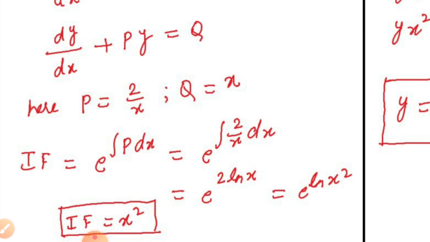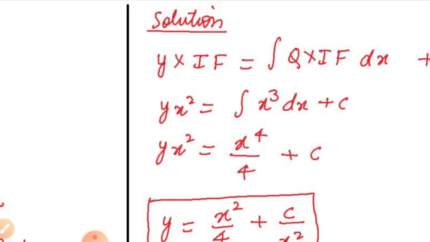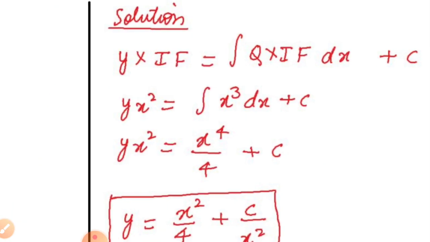Now we have to multiply this integrating factor by y equals integration of q into integrating factor dx. So the next step will be the solution, that can be obtained: y into integrating factor equals integration of q into integrating factor dx plus c. So on putting the value of q, that is x, and integrating factor x square, we will find that y x square equals integration of x cube dx plus c, that can be integrated easily. So we have y x square equals x to the power 4 by 4 plus c.